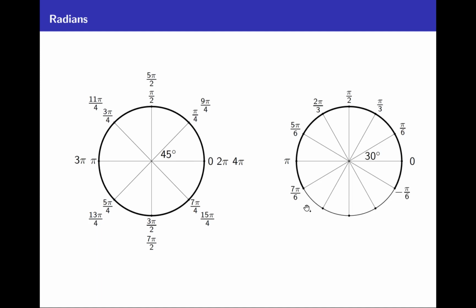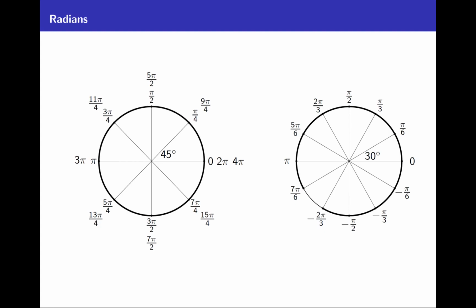Clockwise is negative radians. So starting at 0 and going backwards pi over 6, that would be negative pi over 6. You come down like this. And here's negative pi over 3. That's 2 times negative pi over 6. 3 times minus pi over 6 would be negative pi over 2. That's like negative 90 degrees.